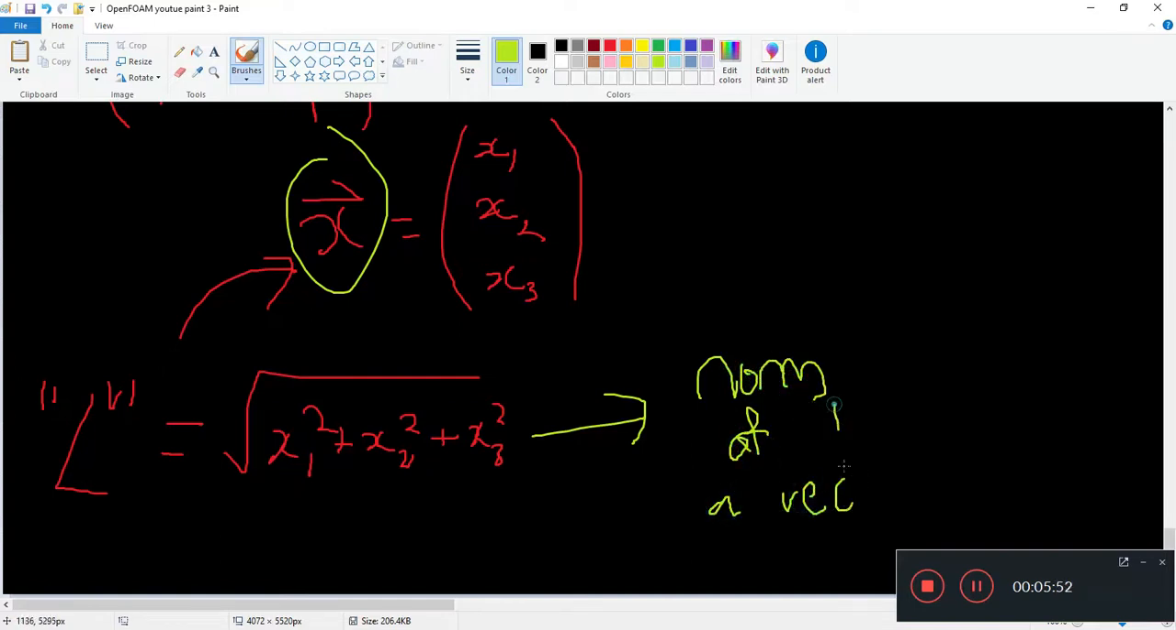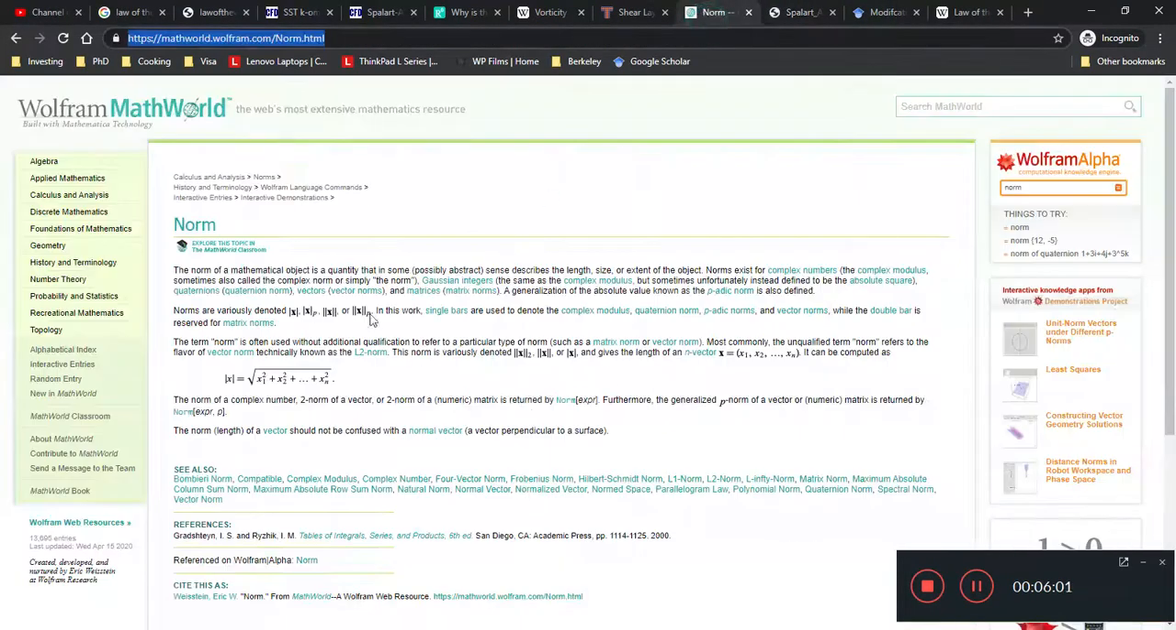This is the more complicated, more mathematical way of saying it, and you can find it on Wolfram Mathematica here. The norm of an object is usually a very abstract way of describing the length, size, or extent of an object.